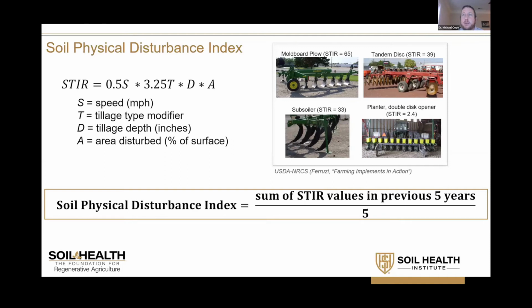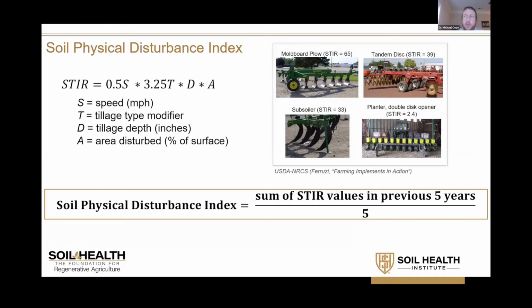In the upper left here is the formula and the definition of each letter in the formula. Basically, STIR is a function of a tillage type modifier, the tillage depth, and the percent surface area disturbed. This yields a STIR value for each individual tillage implement. In these pictures on the right, I have some examples of implements with their STIR values. Moldboard plows, of course, have the highest, here 65. And then we look at a typical tandem disc implement that has a STIR value of 39, a subsoiler of 33.